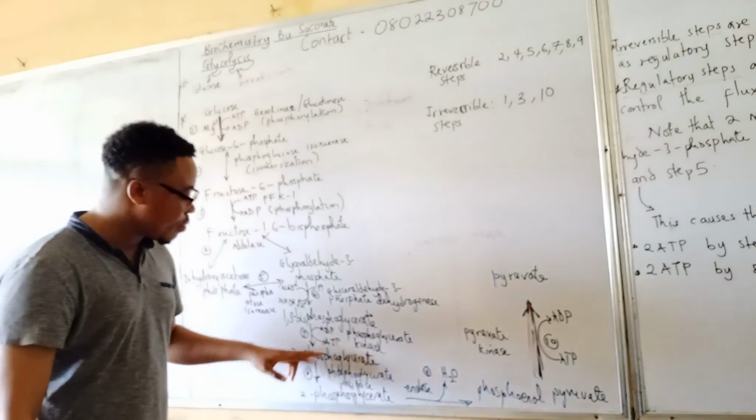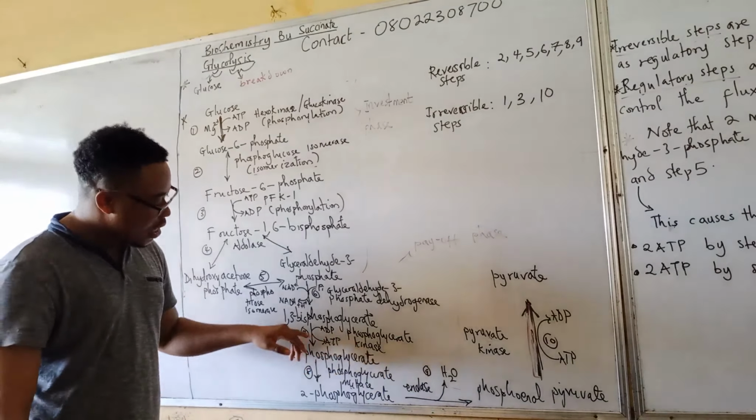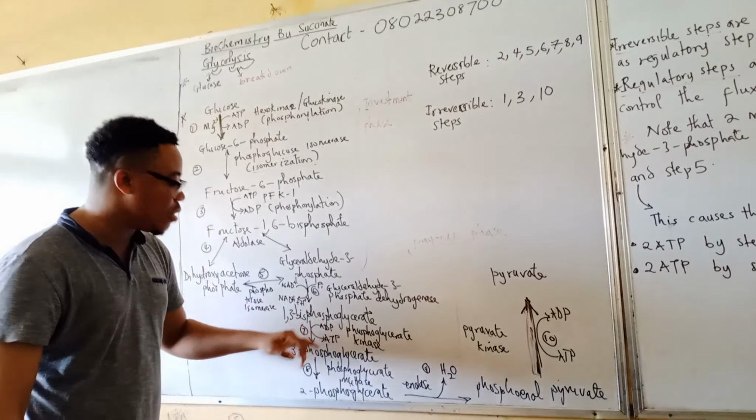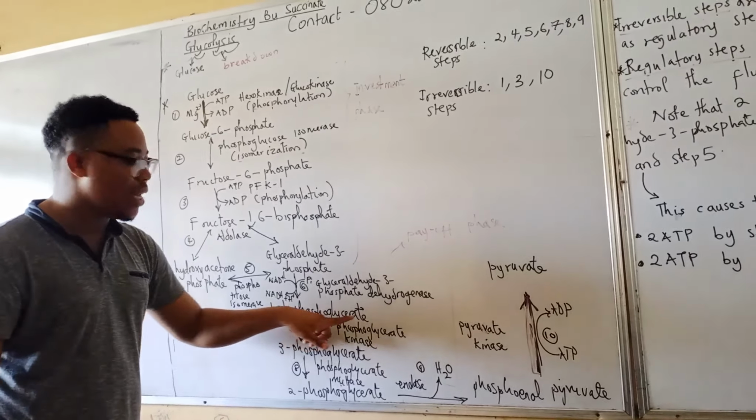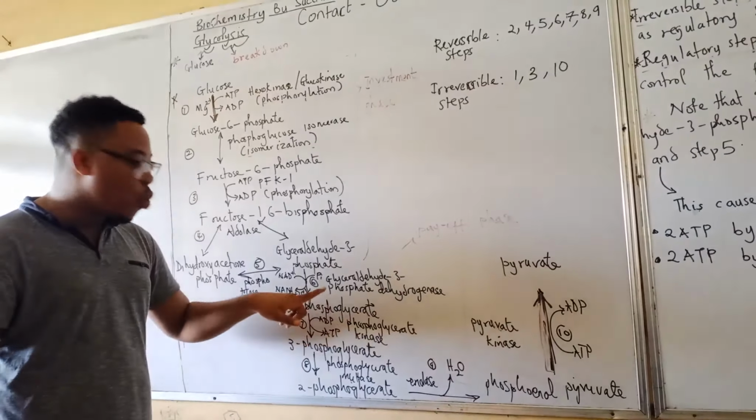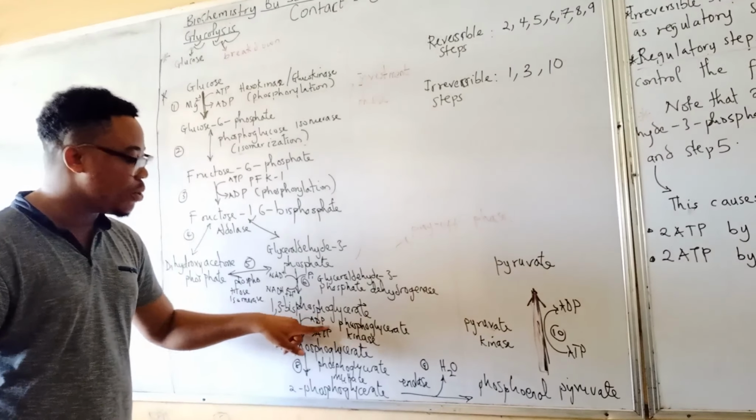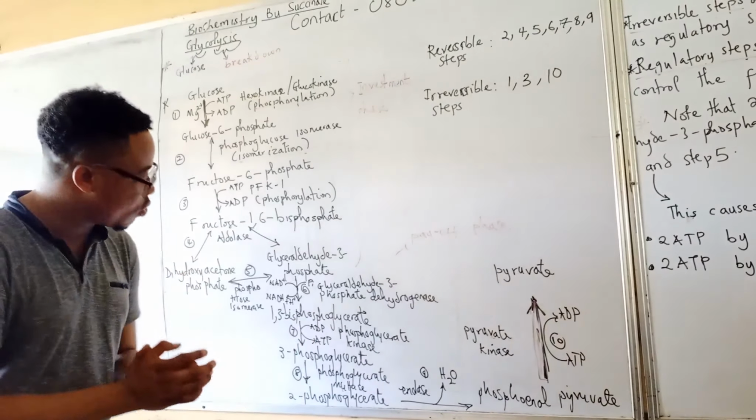Then the next step now, if you observe here, ATP is formed as a result of the transfer of the phosphate group from 1,3-bisphosphoglycerate to ADP. One of the phosphates is transferred to ADP to form ATP. Please take note of that.